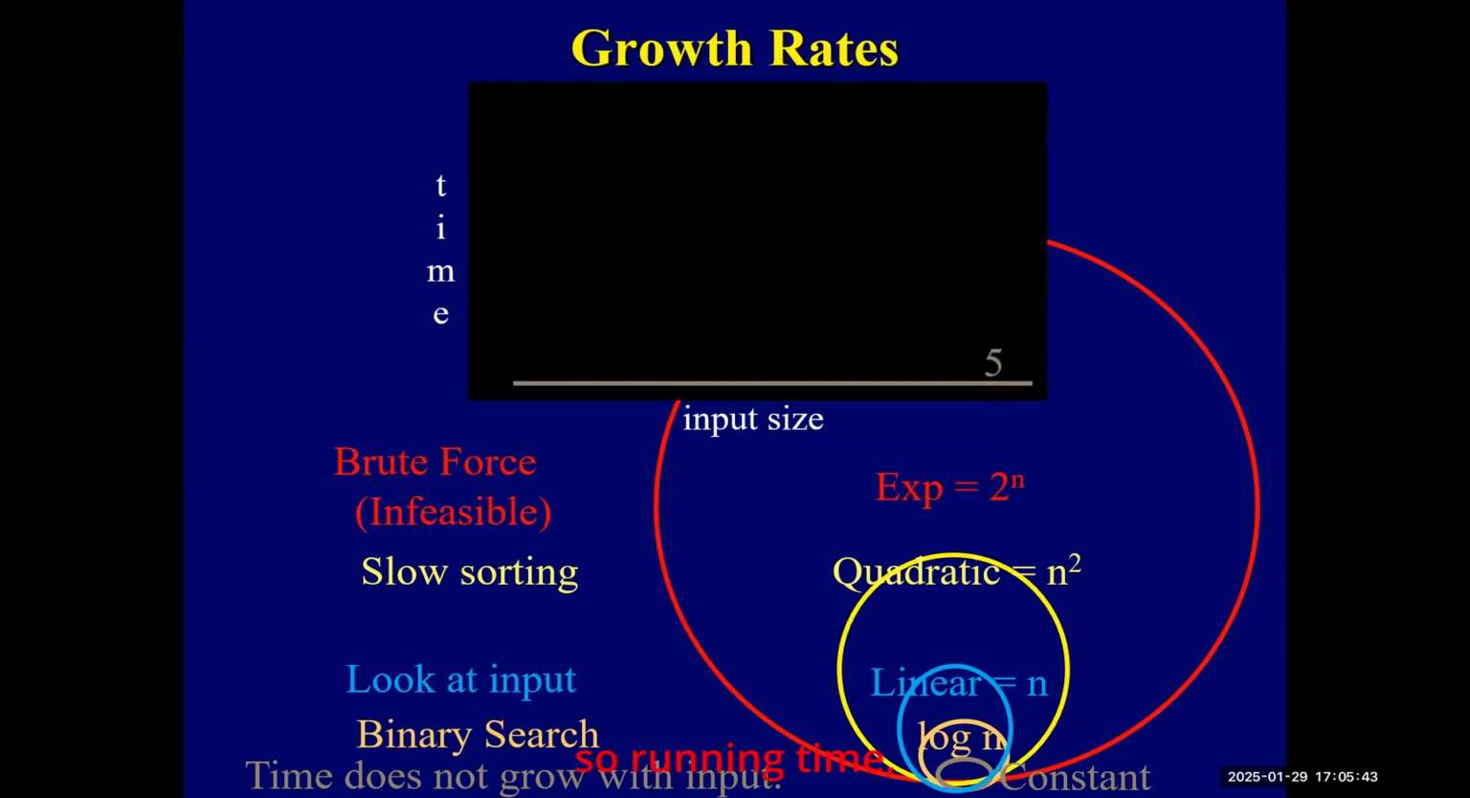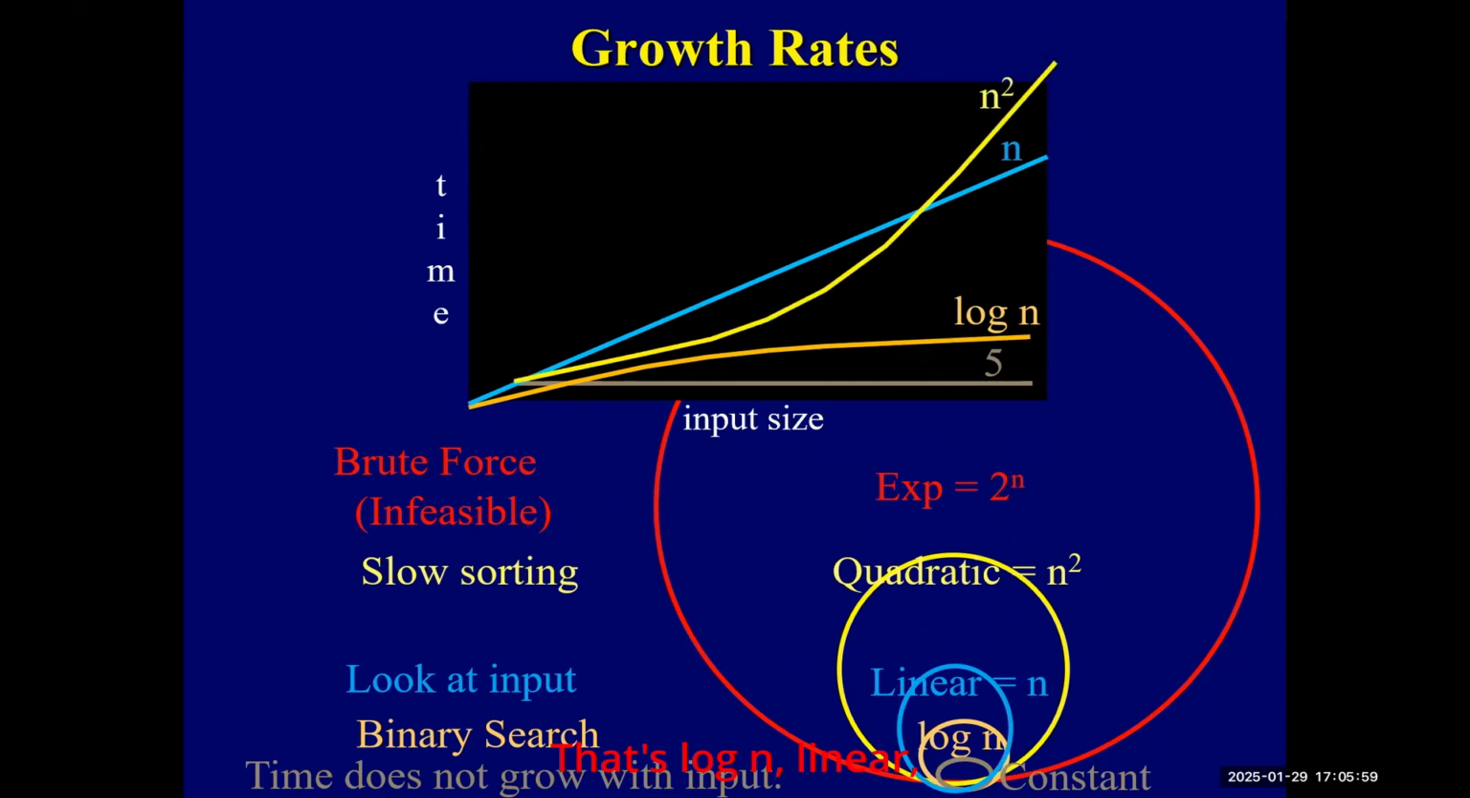So running time, right? Here we're plotting time versus work, right? No, sorry, input size. Input size versus running time. So that's constant, right? That's log n, linear, n squared, exponential, right?